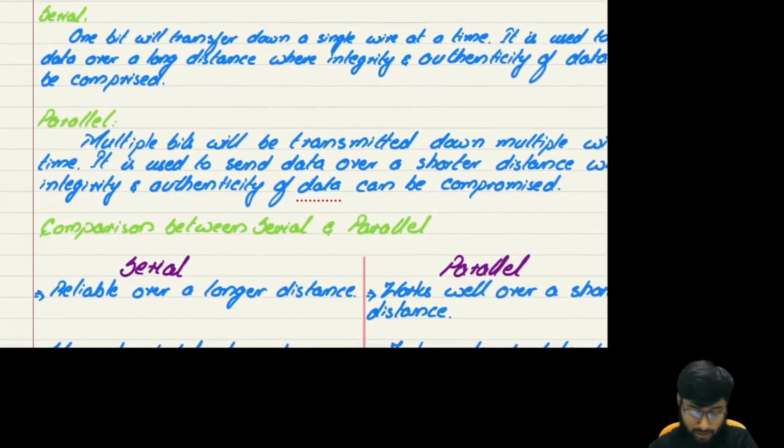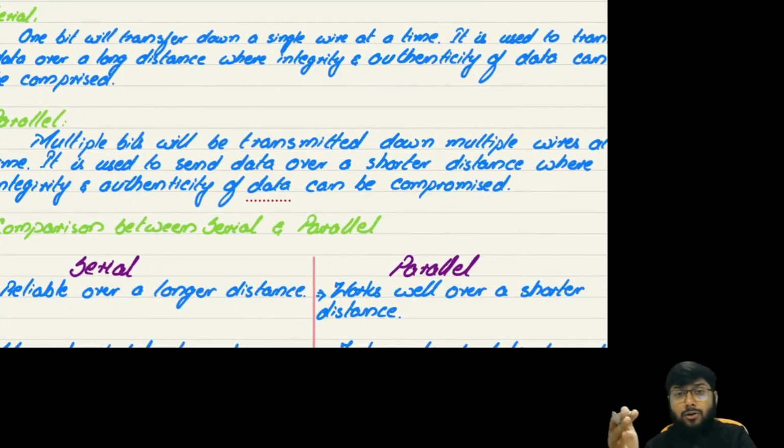Coming towards parallel transmission, as I told you, multiple bits will be transferred down multiple wires, or you may say multiple bits will be transferred at a time. It's not necessary that you copy word for word from the notes. You can write it down in your own words as well.